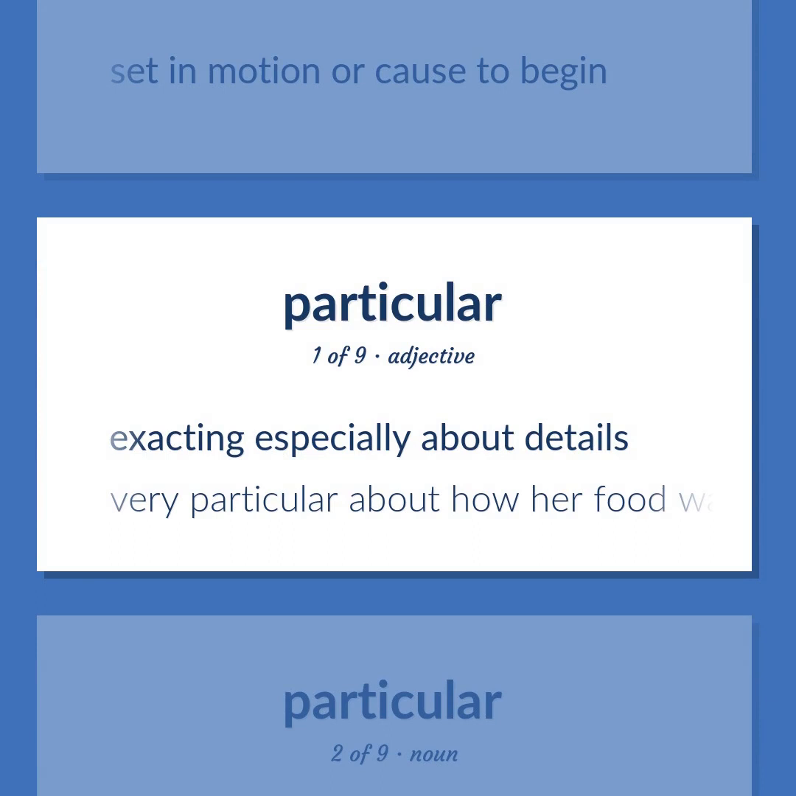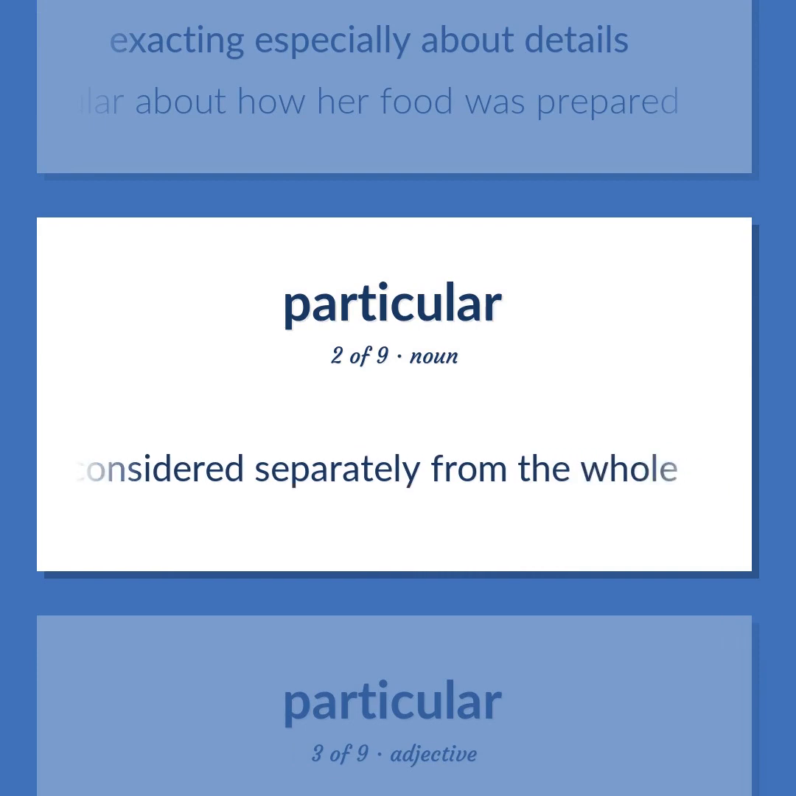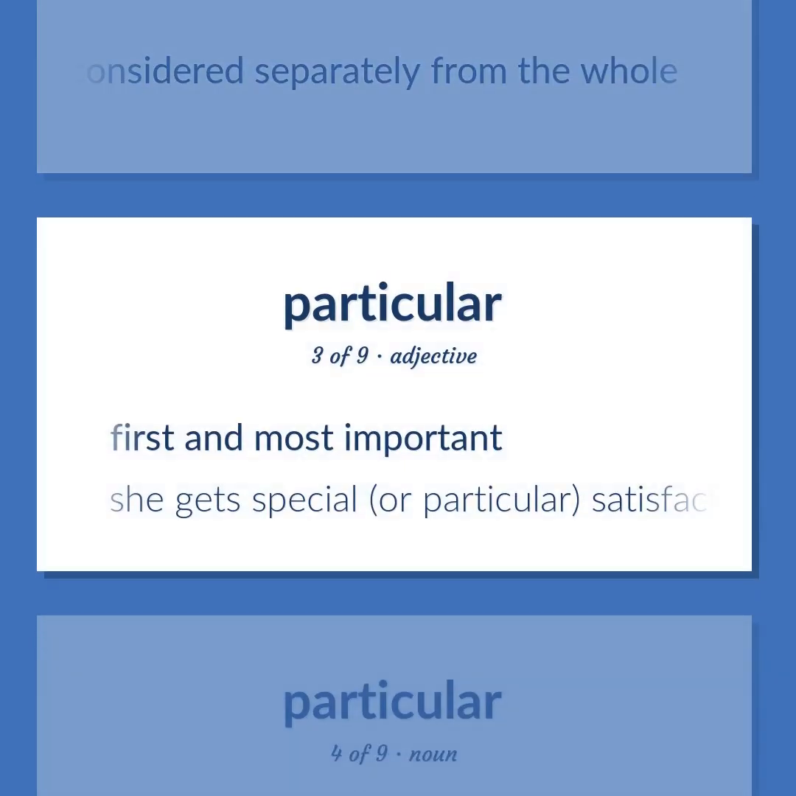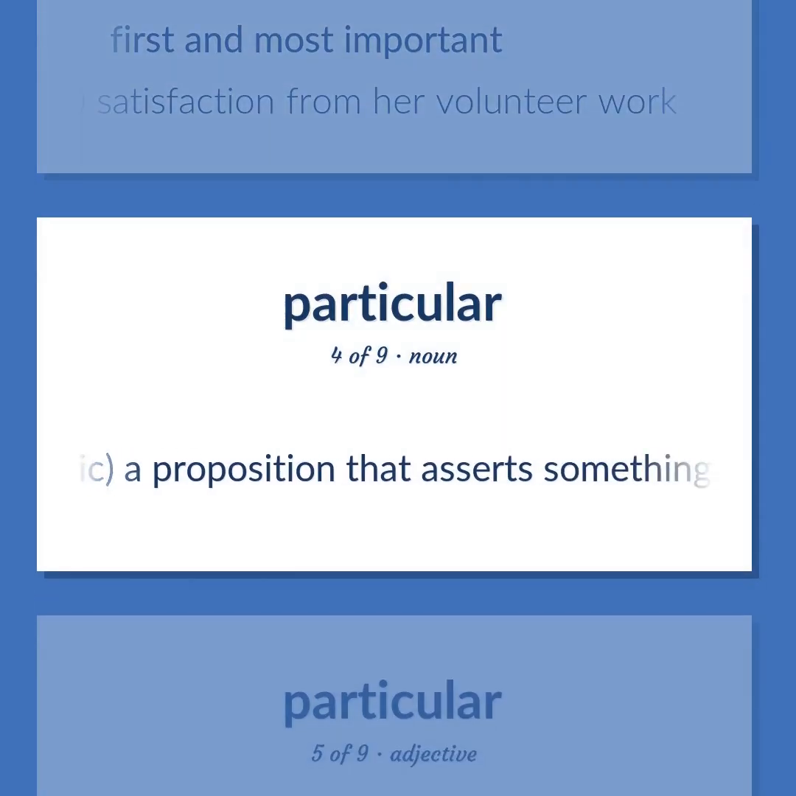Exacting especially about details. Very particular about how her food was prepared. A small part that can be considered separately from the whole. First and most important. She gets special, or particular, satisfaction from her volunteer work. Logic. A proposition that asserts something about some, but not all, members of a class.